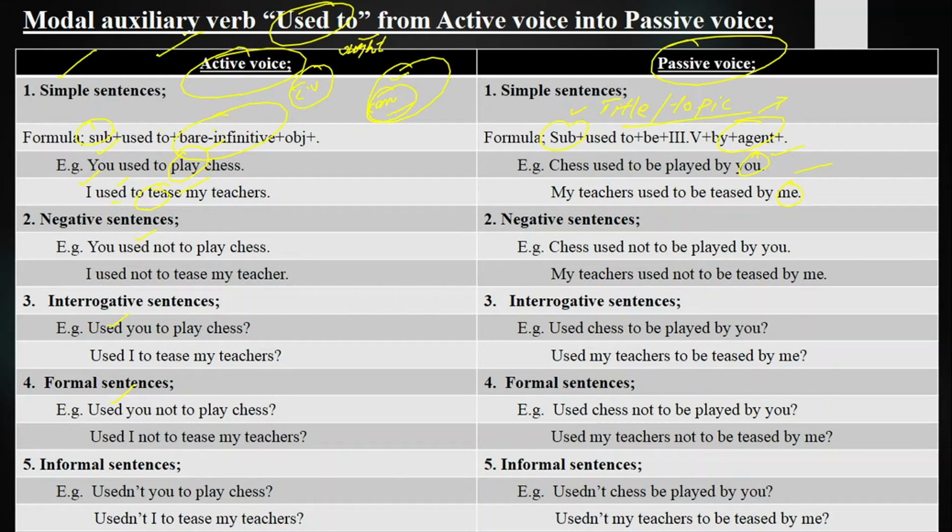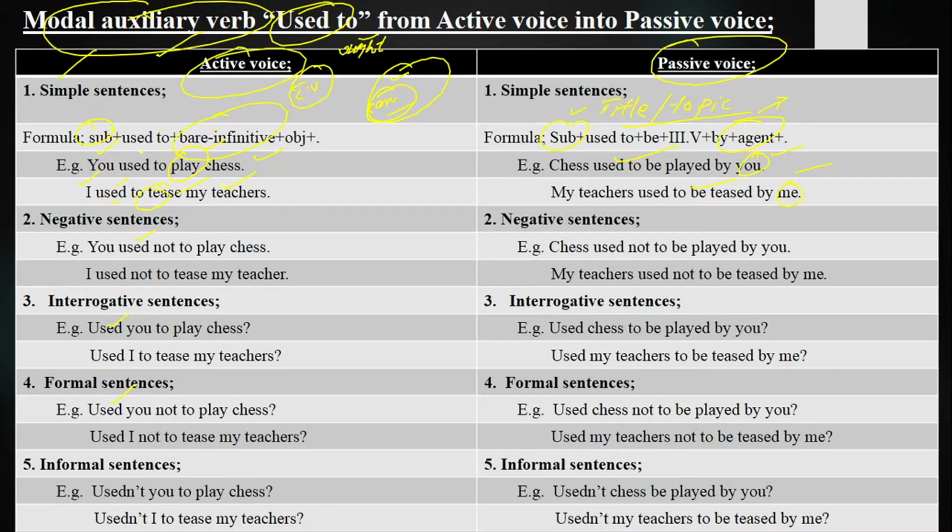If it is a modal auxiliary verb, we are going to change it in passive voice in this way. Like I say, you used to play chess, chess used to be played by you, I used to tease my teachers, teachers used to be teased by me. Now this is used for past habits and actions we have left. I used to play chess, now I have left. You used to play chess because now you have left. Why? Because you have got some works, you are busy or something like, but that was your past habit and action. And I say I used to tease my teacher.